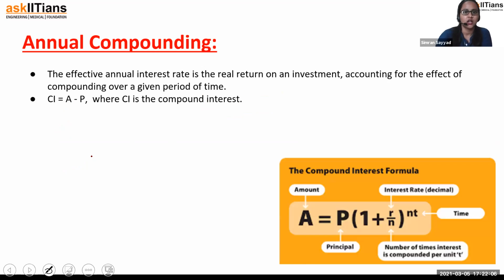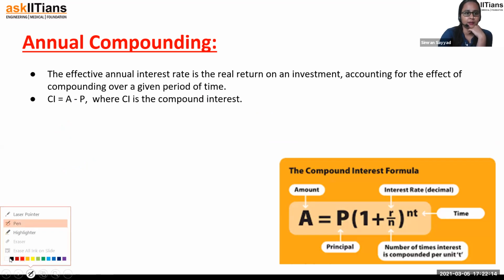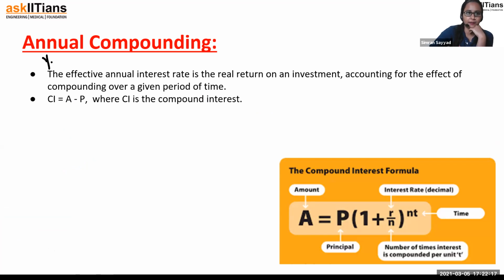So first of all, what is annual compounding? Annual is nothing but yearly, so annual compounding is yearly compounding. The effective annual interest rate is the real return on an investment, accounting for the effect of compounding over a given period of time. Simply, annual compounding is the interest which you will be getting on an investment for a particular period of time.